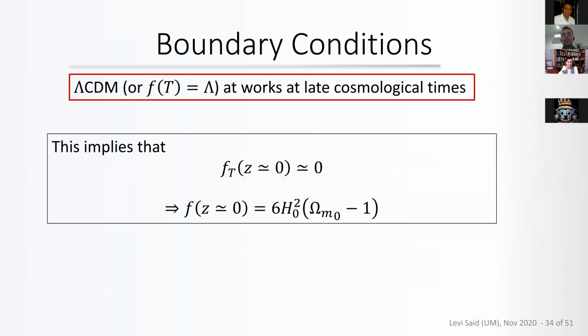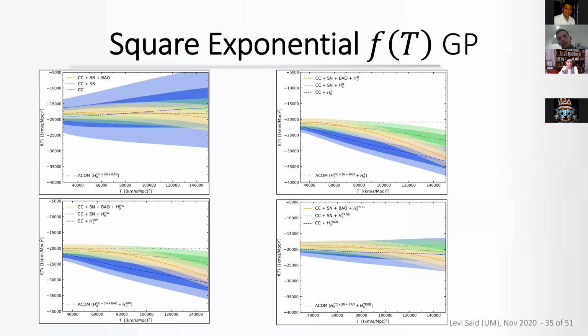Together with this, one thing that we assumed is that lambda CDM dominates at late times. And again, from the graphs that we saw before, at z equals 0 this is a consistent way of looking at things. Then, looking at the Friedmann equation, we can take these two boundary conditions to get a value for f at z close to 0. From this, we can propagate out our f of t, and we can cut out the middleman, the redshift, and just write f of t as a function of t.